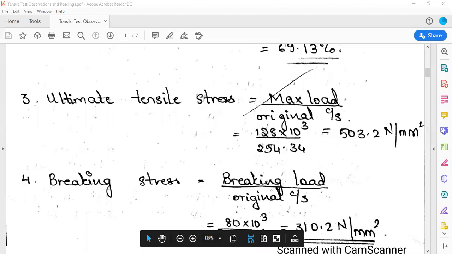Now, this is the breaking stress. Breaking stress is stress, load divided by area. Breaking stress means the load at which the specimen breaks. From that, you are going to find out the breaking stress. Therefore, breaking stress is equal to breaking load divided by original cross sectional area. Here you have to substitute the breaking load, the load at which the specimen fails.